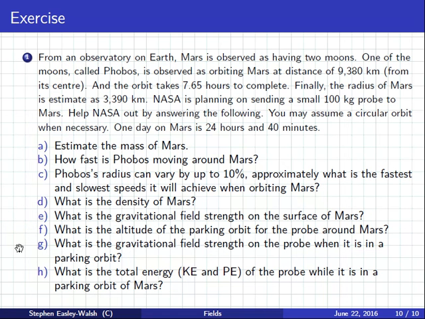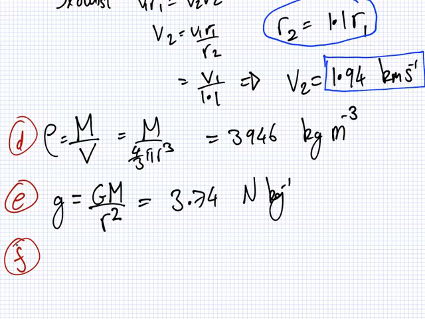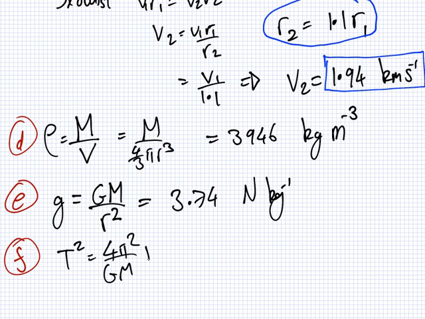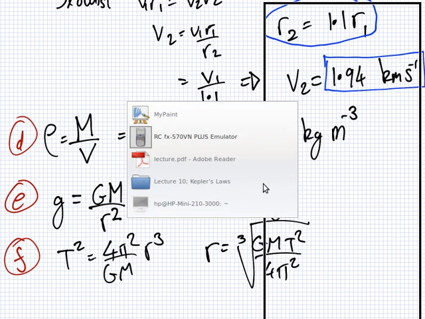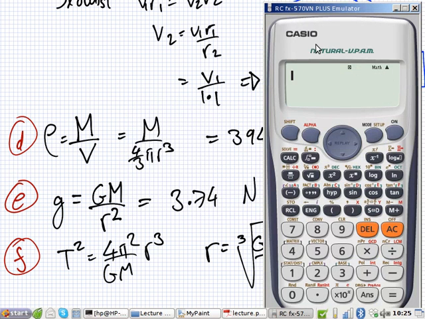What is the altitude of the parking orbit for the probe around Mars? So if we put a satellite in a parking orbit around Mars, what is the distance, the altitude, the height? We can use Kepler again, where T squared is 4 pi squared over GM times r cubed, but here we're looking for r. So r equals the cube root of GMT squared over 4 pi squared. And we're talking about Mars here, so into our formula we go.